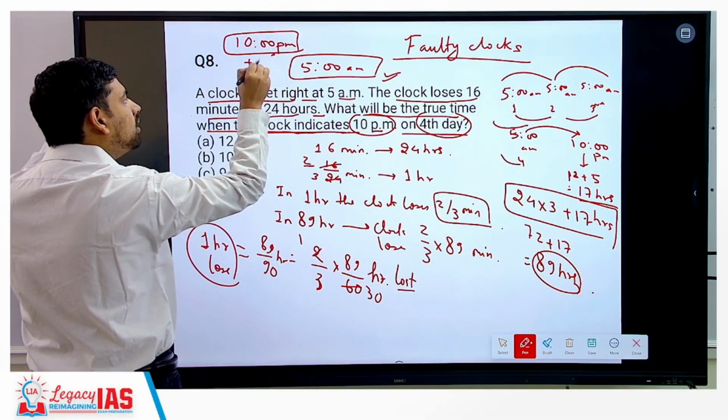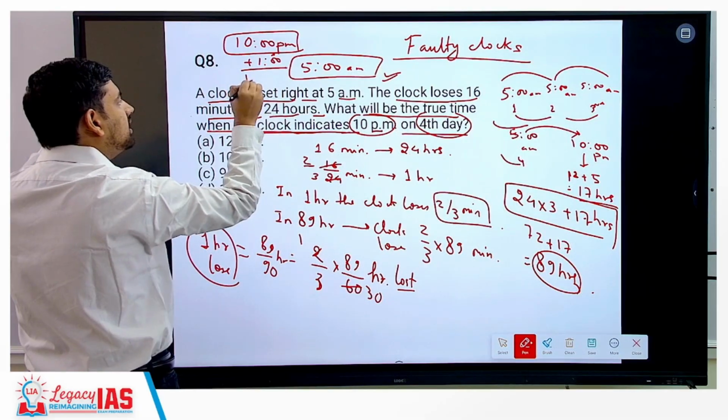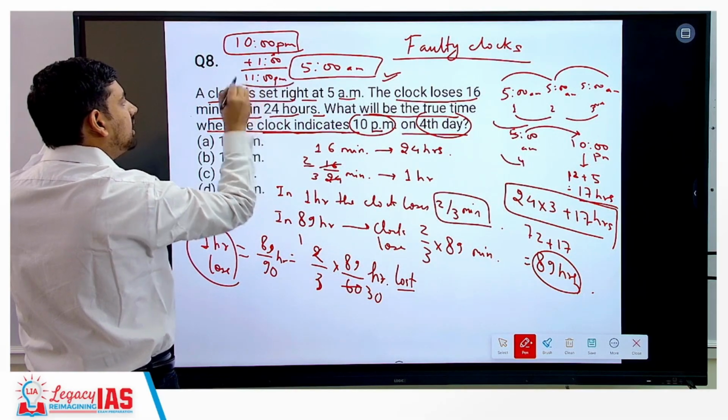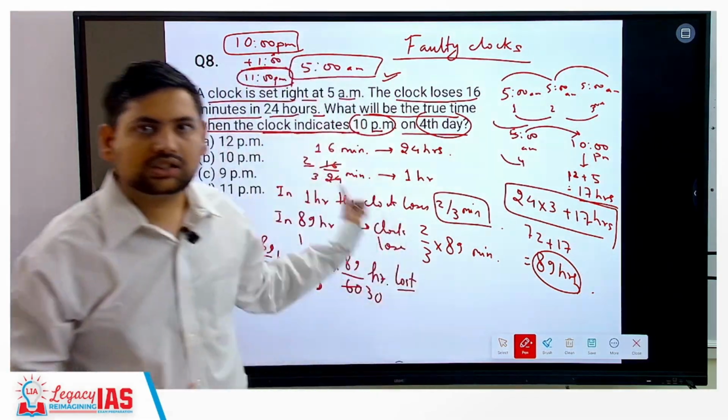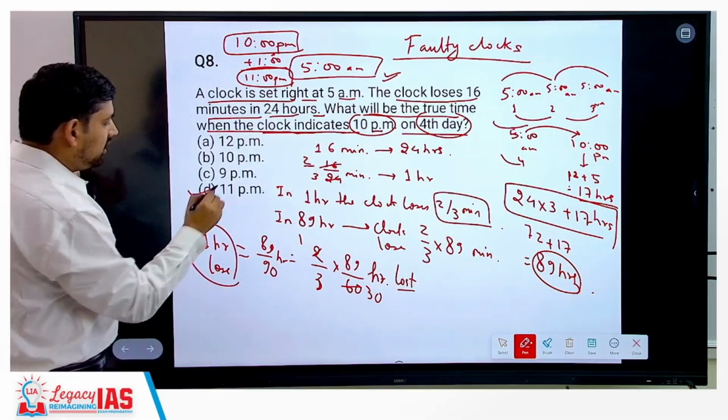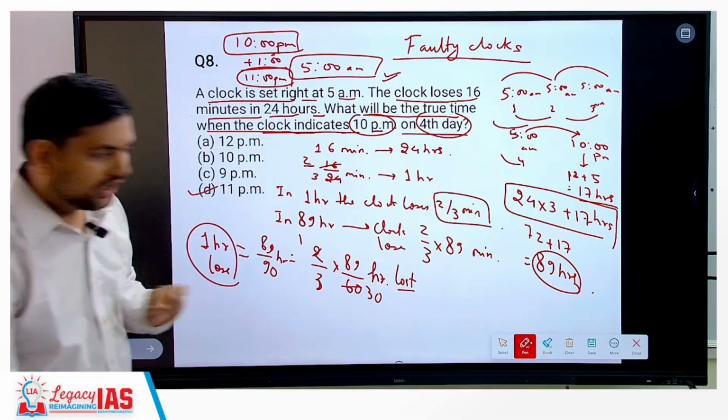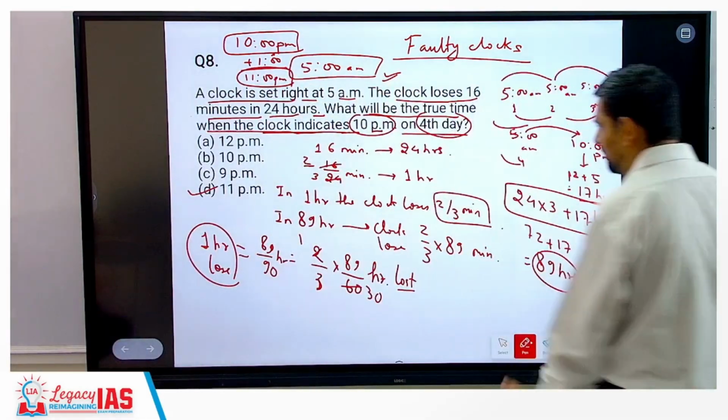So the actual time will be what? It will be plus 1 hour. That is, the actual time must have been 11 p.m. But because the clock was slow, that is why it is showing 10 p.m. So the answer becomes 11 p.m. Understood? Direct mathematics, directly you have to equate it.